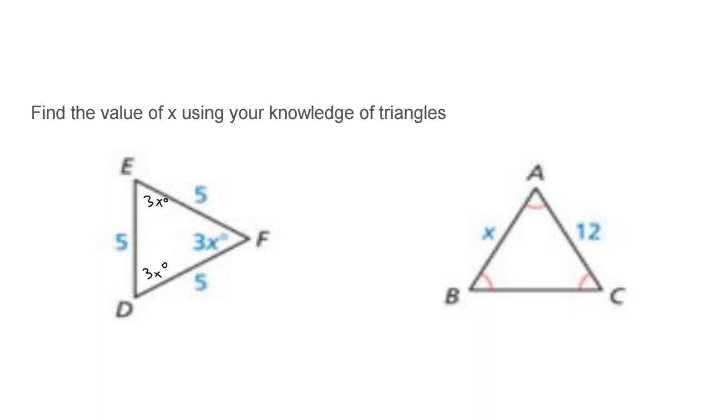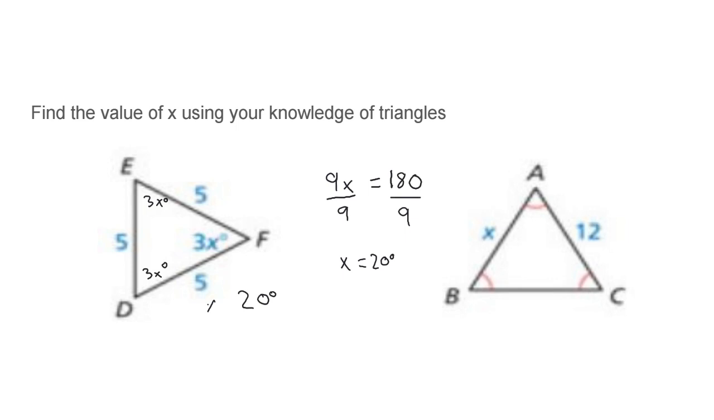So applying our triangle sum theorem, we know that all the angles in a triangle equal 180. Then adding up all of my variables, I have 3x plus 3x plus 3x. That's 9x. Then dividing both sides by 9, x is equal to 20. 20 degrees.